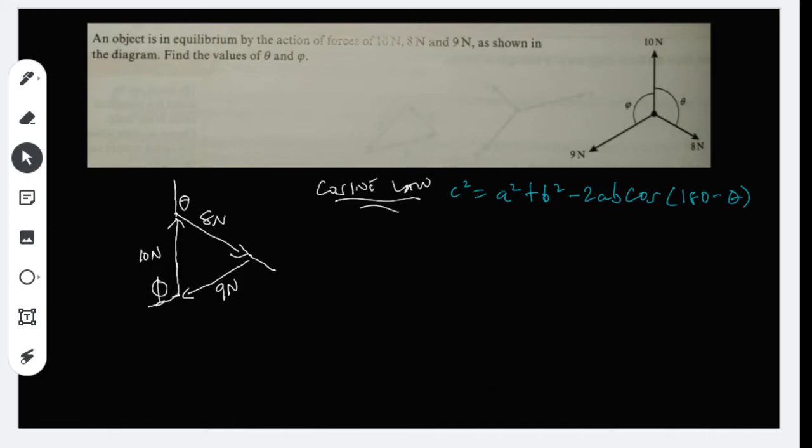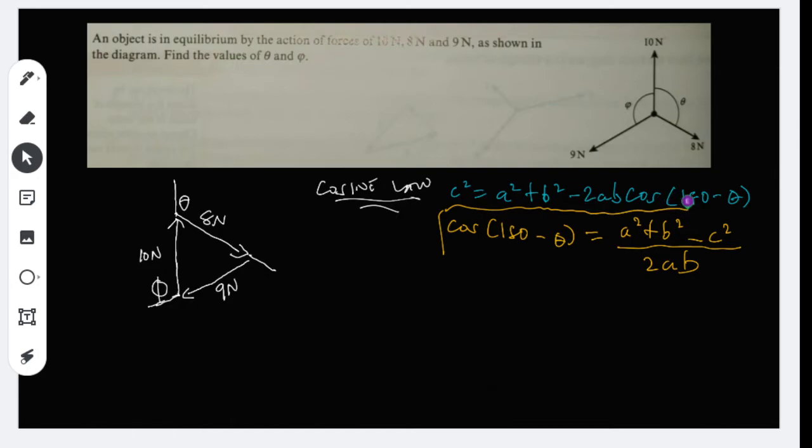If we transform this, we will have cosine of 180 minus, let's say, theta is equal to a squared plus b squared minus c squared all over 2ab. So in this problem, we will be making use of this formula. Okay, now let's proceed. Let's start to solve the theta.